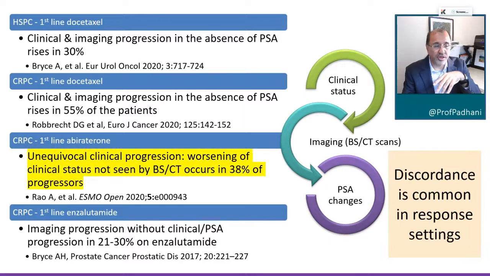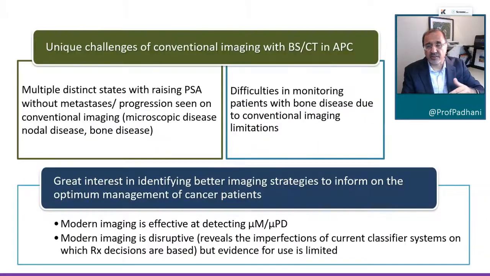So if you look on the third line there, you can see that unequivocal clinical progression, in other words, the worsening of the clinical state, not seen on a bone scan and CT scans, occurs in up to 38% of patients in the castration-resistant state when they are being treated with abiraterone. But you see this happening for a number of treatments in a number of different situations.